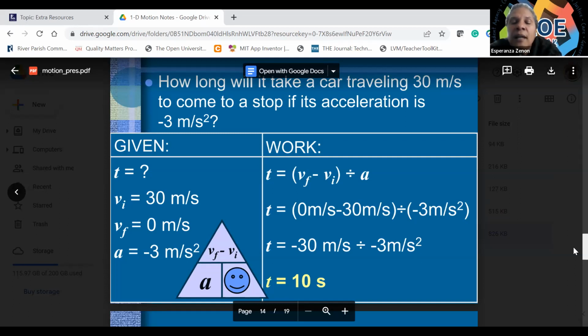And then you're going to divide that by -3 meters per second squared. Well, if you go back to the rules for integers, negative divided by negative gives me positive. 30 divided by 3, that's 10, okay? And then meters per second divided by meters per second squared. Well, what you have to think about is you have meters per second on the top and meters per second on the bottom that are going to cancel. And the only thing you're going to be left with is seconds.